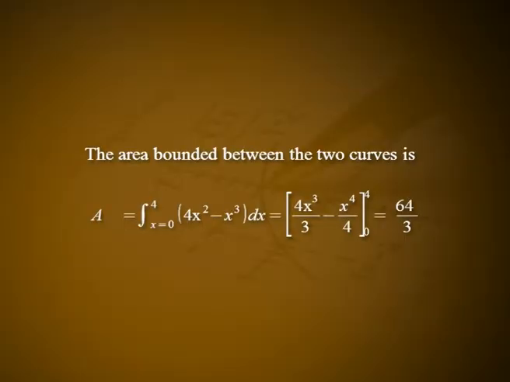The area bounded between the two curves is A equal to integral from x is equal to 0 to 4 of 4x square minus x cube dx, which is equal to 4x cube divided by 3 minus x raised to 4 divided by 4 between the limits 0 and 4, which is equal to 64 divided by 3.